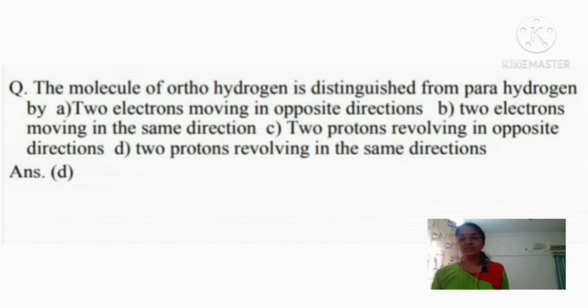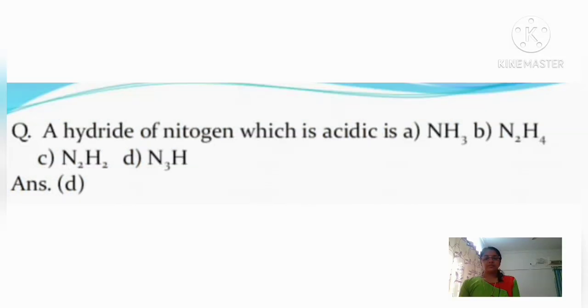So the option is D. Coming to the next question: a hydride of nitrogen which is acidic is, A, NH3, that is ammonia; B, N2H4; C, N2H2; and D, N3H. N3H is hydrazoic acid. Option D is hydrazoic acid, which is acidic in nature and is a hydride of nitrogen. So the option is D.